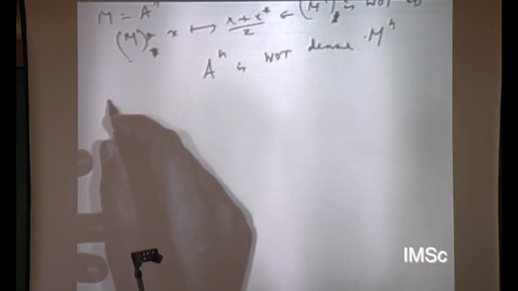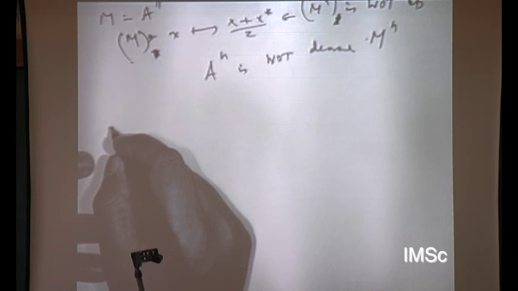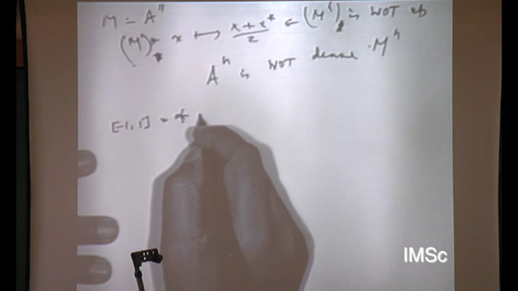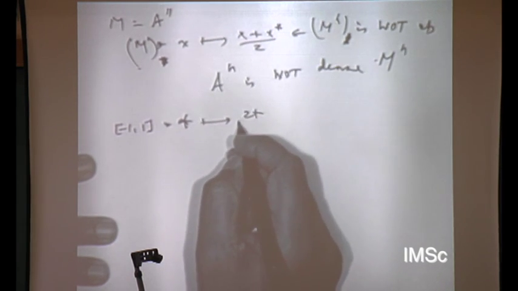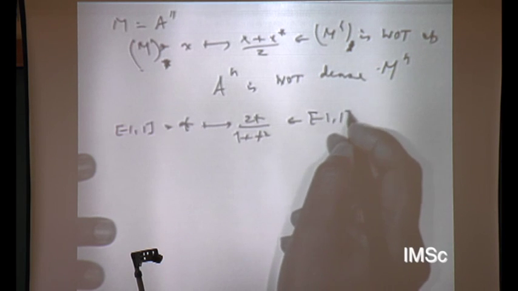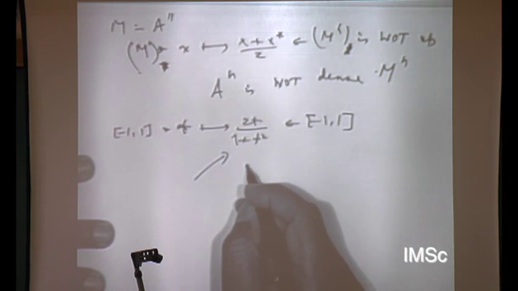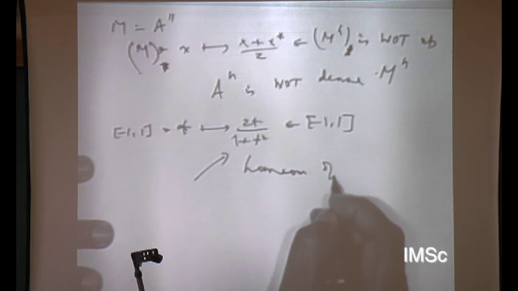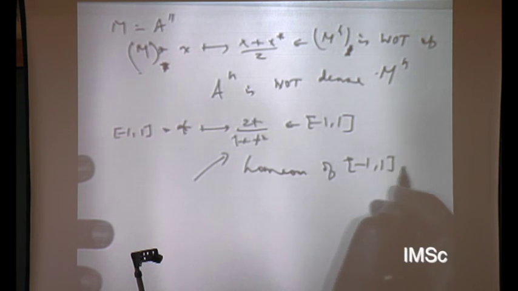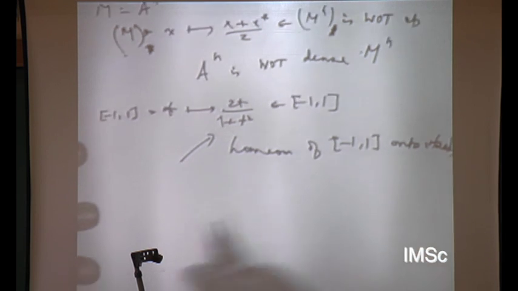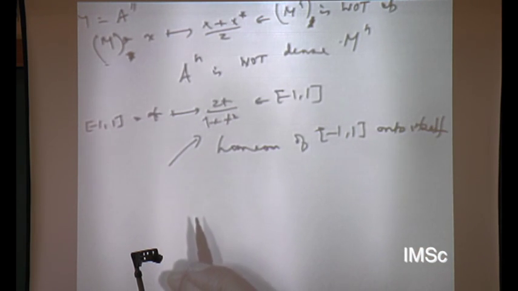Then he said, look at the map, as I said, he doesn't even give it a name. From minus 1 to 1, t going to 2t by 1 plus t squared. This is a strictly increasing homeomorphism of the interval onto itself.